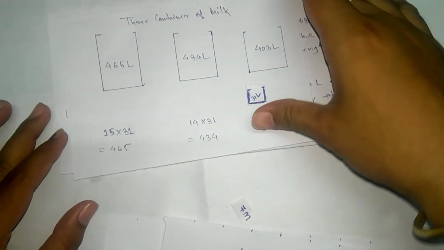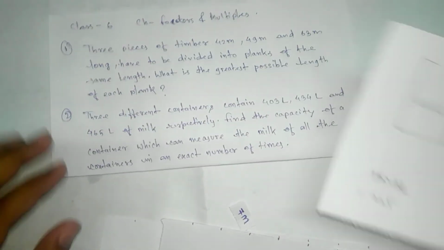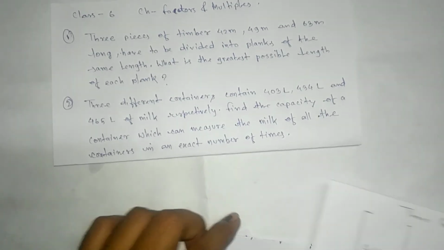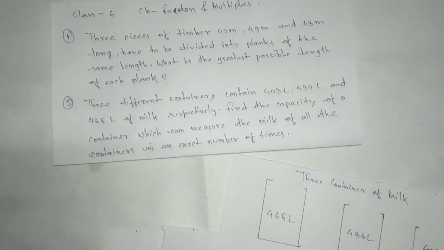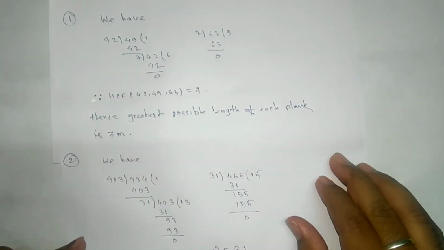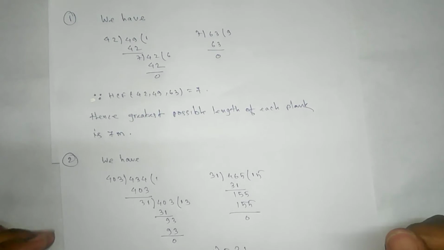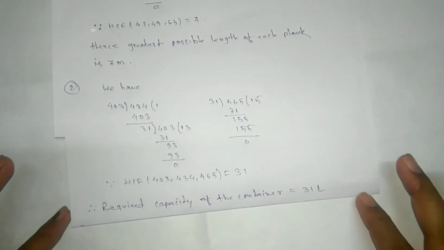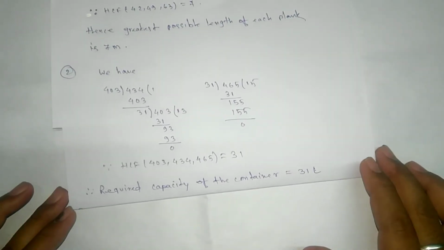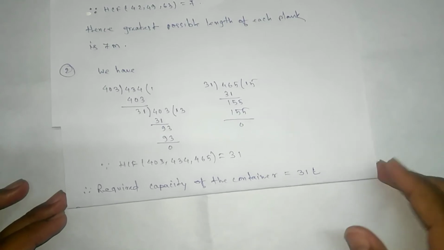So I hope it is quite clear to you why we are finding the highest common factor. So here we have the first two answers. Presentation we're going to see here. The first one, we just find the HCF and then write, hence the greatest possible length of each plank is 7 meter. And the second one, same process, finding the HCF of these 3 and we get our answer.